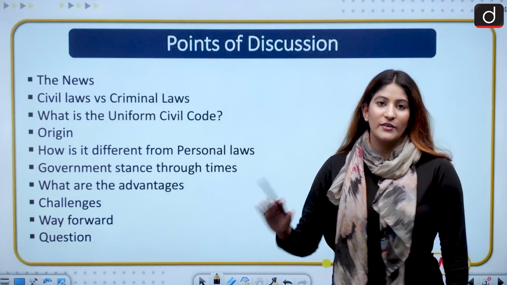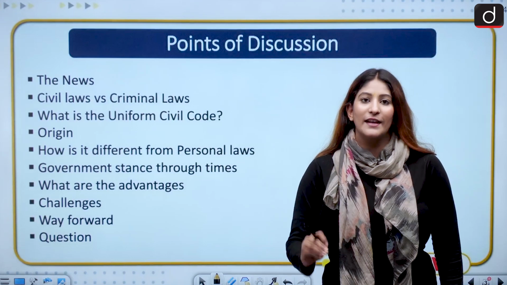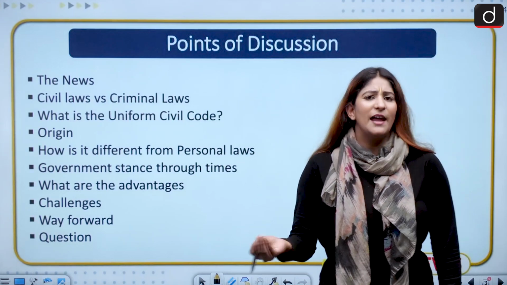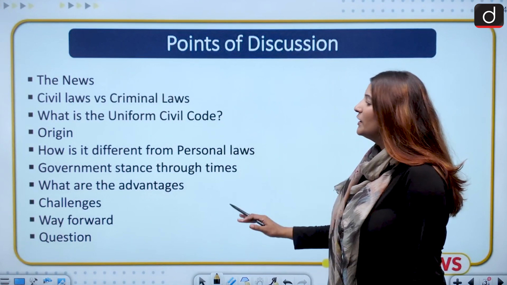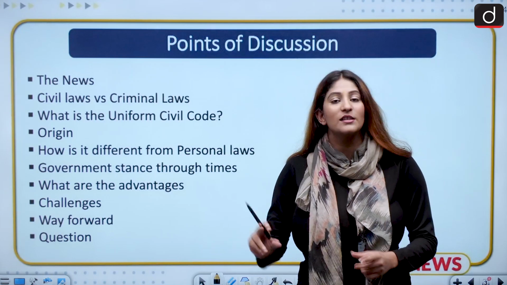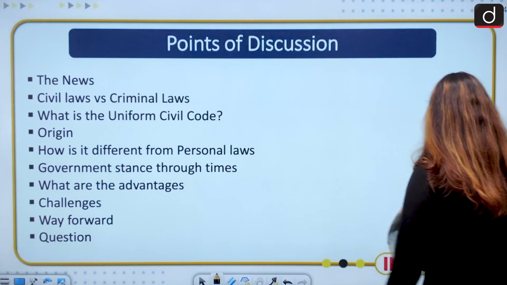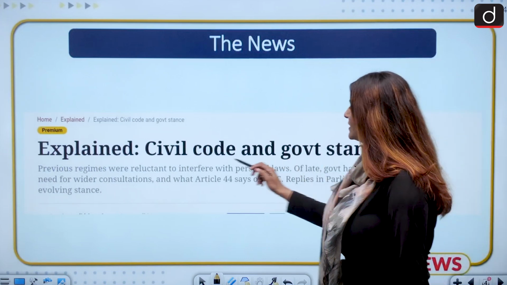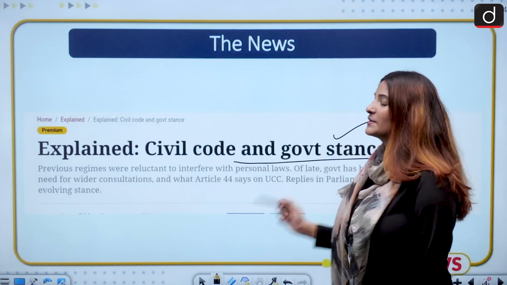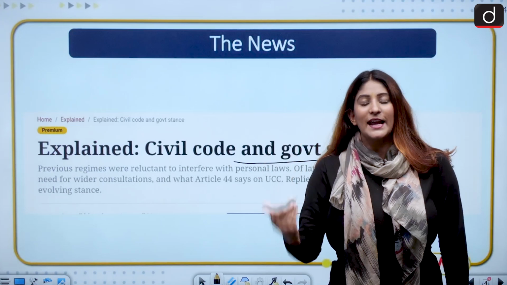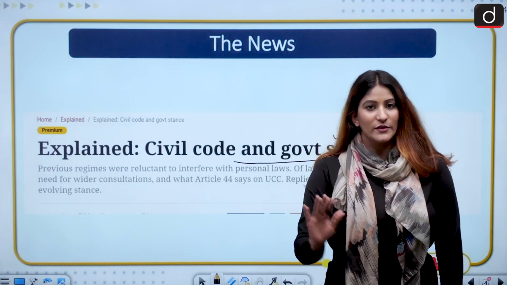We have covered a myriad of topics that can reflect in your prelims question paper and mains question paper as well. So no need to worry about going through anything else once you have gone through this segment. Let us move on and talk about the news. Now, civil code and the government stance: what has been the government stance since decades with respect to uniform civil code, that will be discussed.